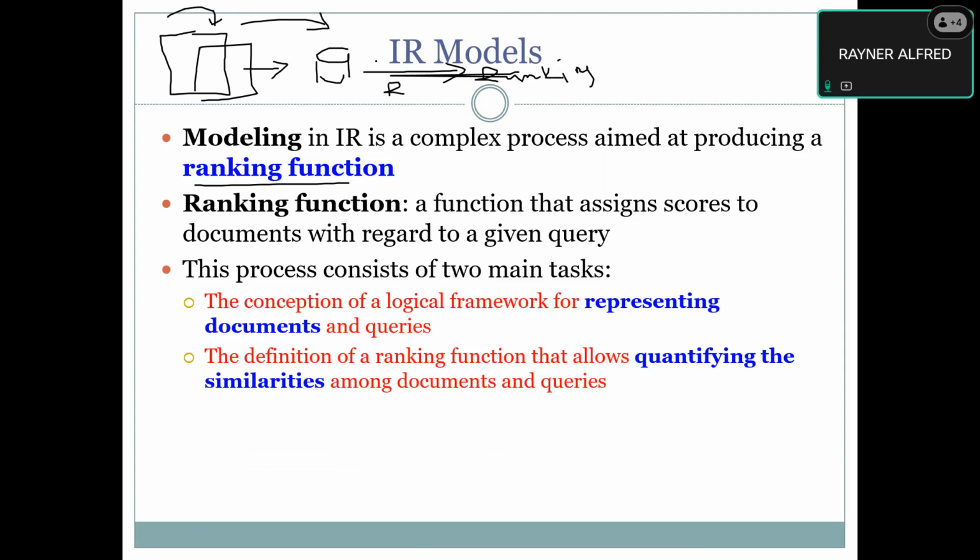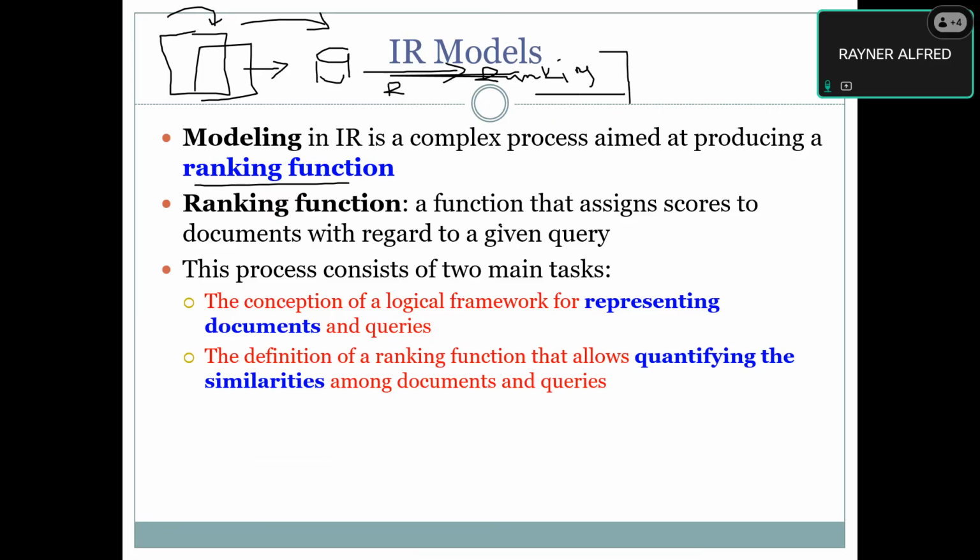How do we actually say some documents are relevant and some documents are not relevant, and we take these relevant documents and perform the ranking function? How do we rank the documents based on the keyword that we have? Okay, so that is the end function that we want to do.